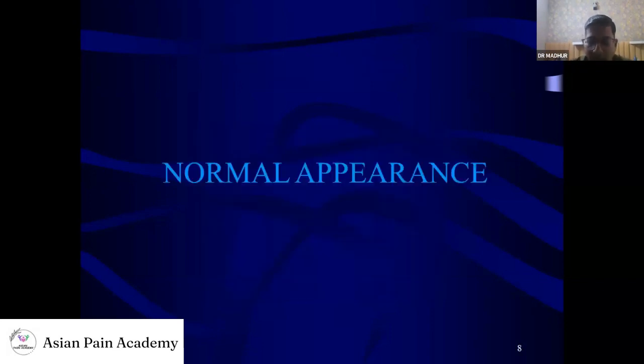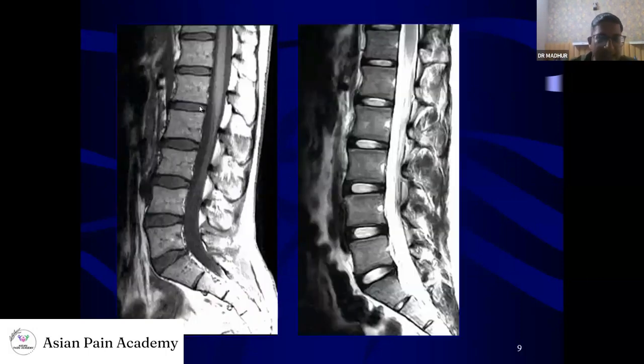Now we will discuss the normal appearance of the MRI LS spine. Just again starting, this is T1, this is T2, sagittal images. We will focus on T1: the vertebral body appears slightly hyperintense to muscles. In relation to the muscles, the vertebral body appears hyperintense on T1 weighted images because of the presence of yellow bone marrow. And on T2 weighted images, it is of slightly intermediate signal intensity, less than on T1 weighted.